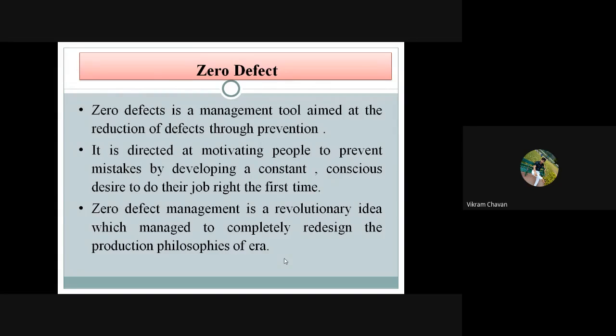So what is the meaning of this? To do their job right the first time. Sometimes if any defect is found in a product, then rework will be performed on that particular product, and the extra cost will be added up in the process. So the job should be done by the worker right the first time only, to reduce the rework time or the rework money also. Okay, so to do their job right the first time, full stop.